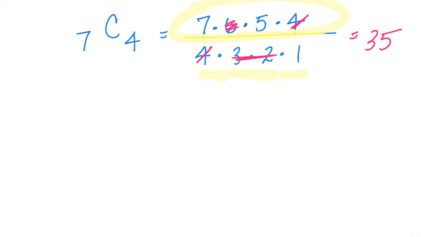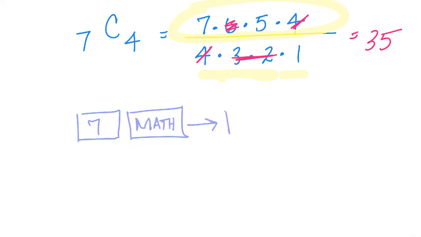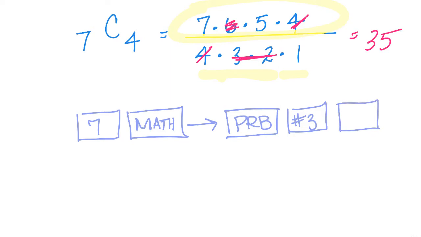So let's talk about that calculator. Just like we did before, we're going to put 7 in the calculator first. Then we're going to hit the button Math. We're going to scroll to the right till on the top we see PRB, which means probability. And I believe combinations are at number 3. So you'll hit number 3, enter, and then you're going to put in 4. And when you hit enter, you should get 35.